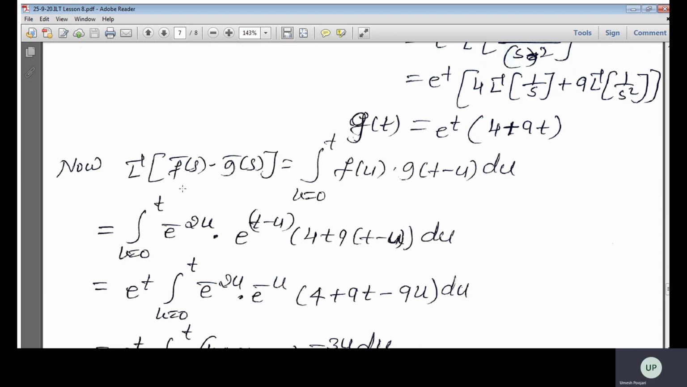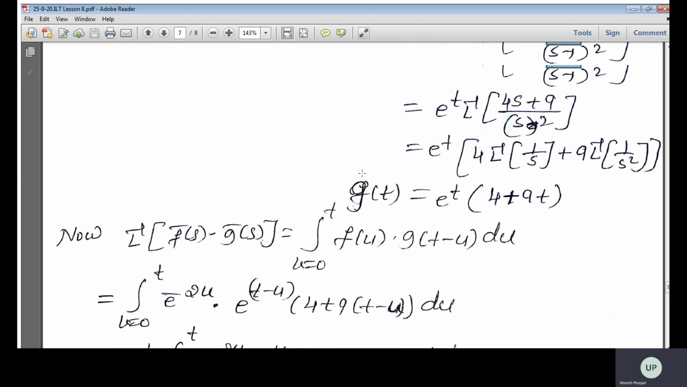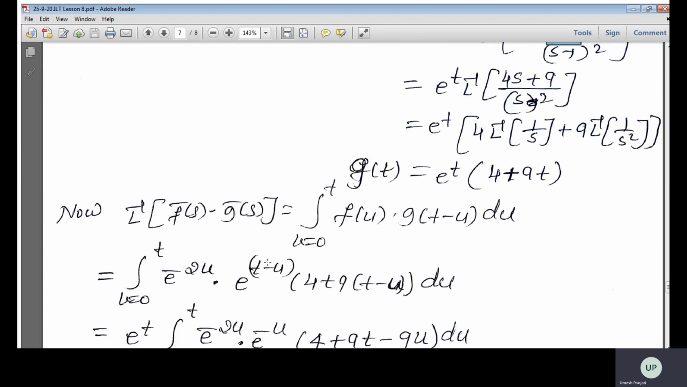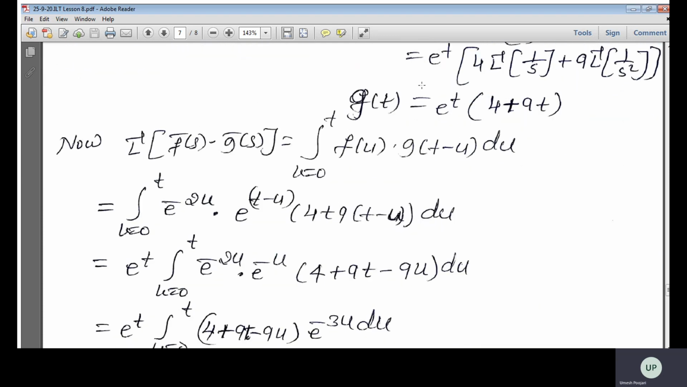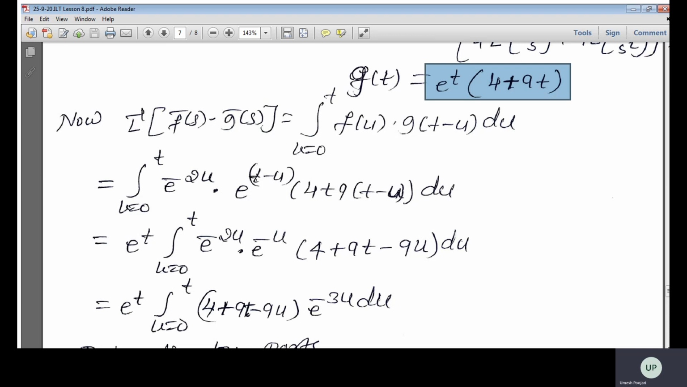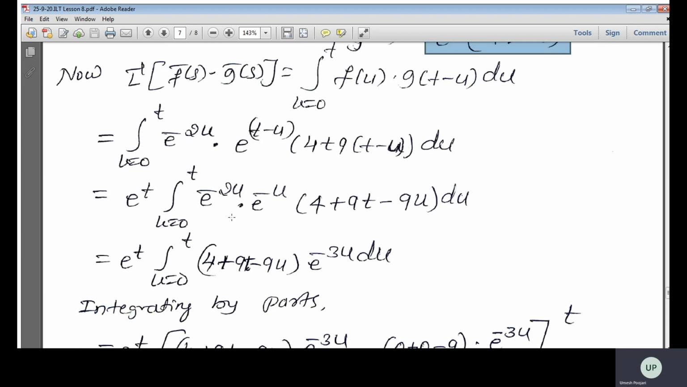Now if you use the convolution theorem, f of u is e raised to minus 2u and g of t minus u is e raised to t minus u into 4 plus 9 times (t minus u) du. Or e raised to t you can take outside, and e raised to minus 2u into e raised to minus u will be e raised to minus 3u into (4 plus 9t minus 9u) du. Or we can write (4 plus 9t minus 9u) e raised to minus 3u du.